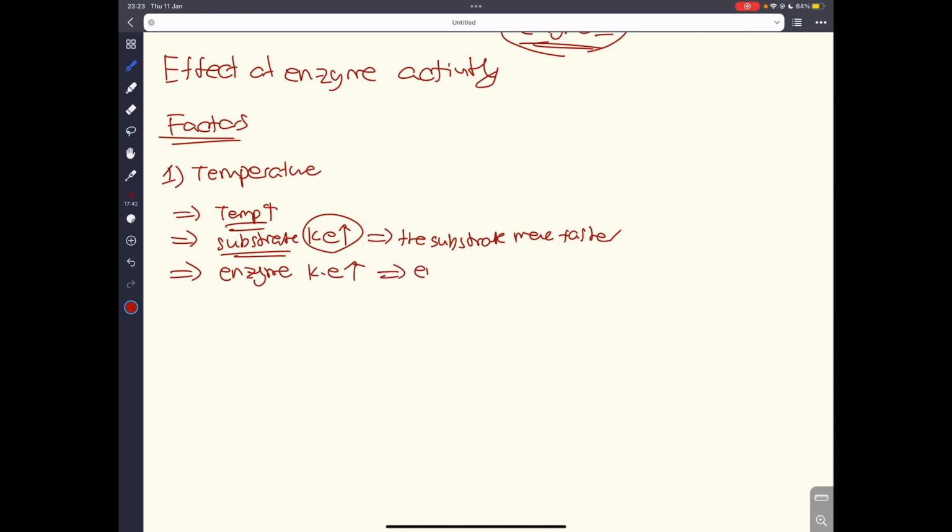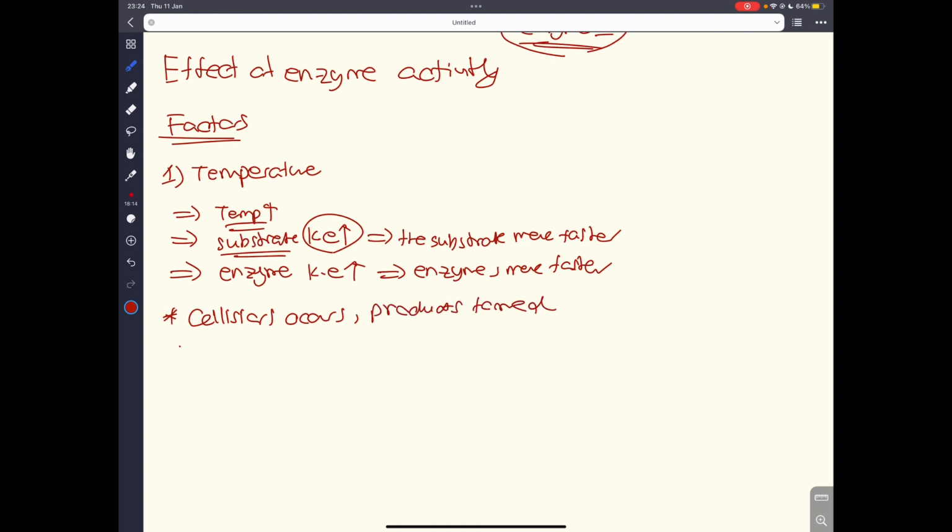And then this makes the enzyme and substrate move faster. If they move faster, this leads to a very important concept: there is a higher chance of the substrate and enzyme colliding with each other. And if they collide, reaction occurs. This is the so-called kinetic theory. When collision occurs, products are formed.